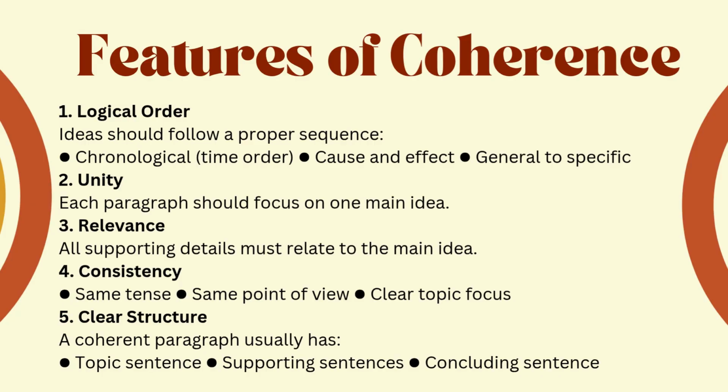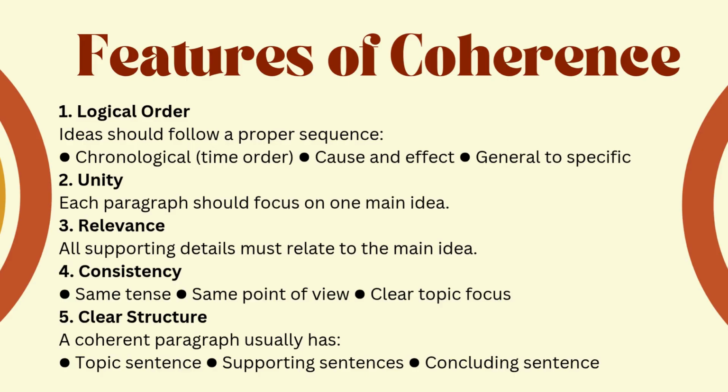There are some types of order. The first one is chronological order, the second one is cause and effect, and the third one is general to specific. These are the orders which we can use in a paragraph. Now we are going to discuss unity. Each paragraph should focus on one main idea only. All the sentences in the paragraph should support that single idea, not introduce unrelated topics. Relevance. All supporting details must be directly related to the main idea. Irrelevant information confuses the reader and breaks coherence.